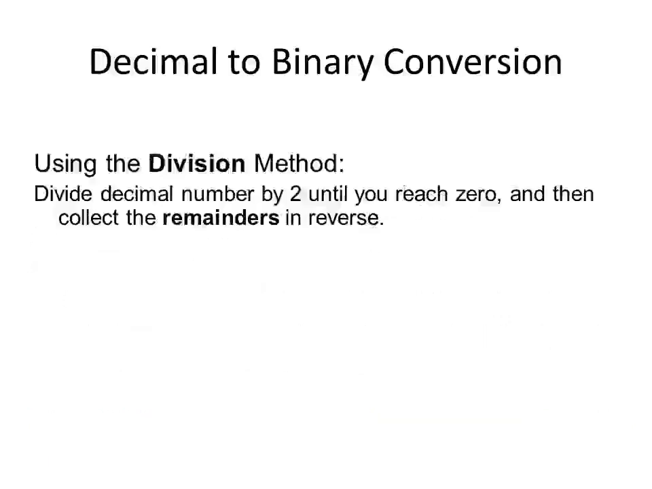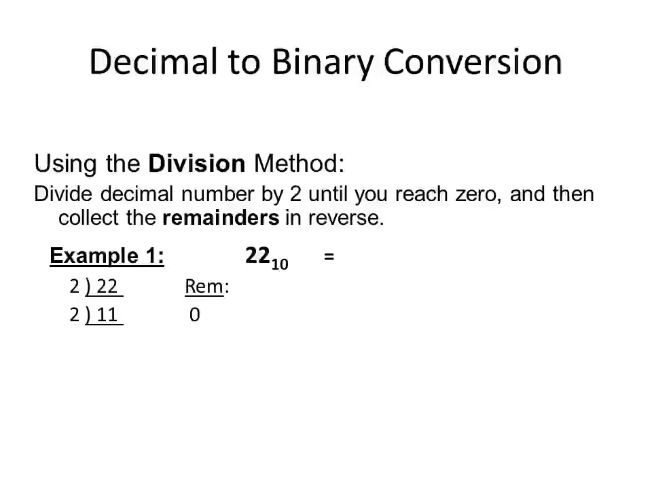Let us take an example. 22 is a decimal number. It is divided by 2. The quotient is 11 and the remainder is 0. Again 11 is divided by 2. The quotient is 5 and the remainder is 1. Again 5 is divided by 2. The quotient is 2 and the remainder is 1.